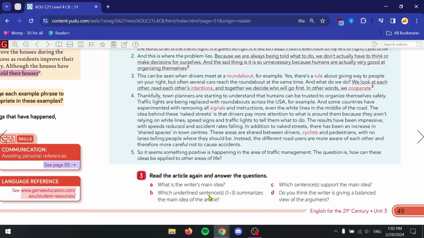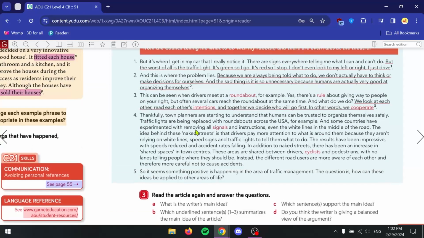Which underlined sentences, 1 to 3, summarizes the main idea of the article? So to do that, we have to read the 3 sentences that are underlined. Here we have the first one. But the worst of all is the traffic light. It's green, so I go. It's red, so I stop. I don't even look to my left or right. I just drive.